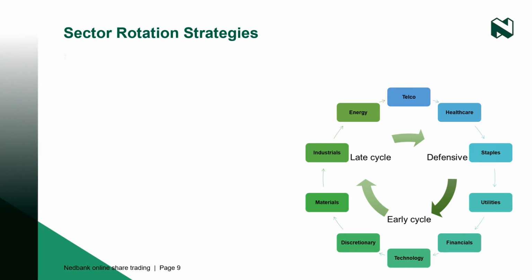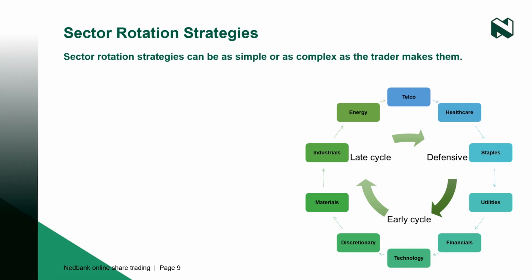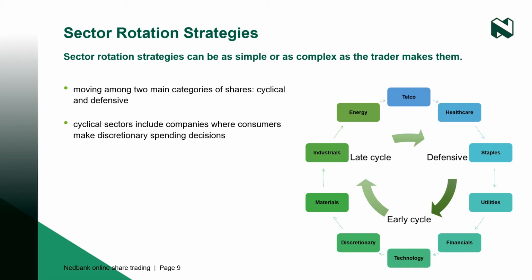Sector rotation strategies can be as simple or as complex as traders make them. On a very simple level, you can enact sector rotation in your trading portfolio by moving among two main categories of shares, cyclical and defensive. Cyclical sectors refer to the types of companies where consumers make discretionary spending decisions, like retailers, restaurants, or technology providers. These industries historically outperform the market when the economy is expanding and consumers and businesses have greater demand for related products or services.